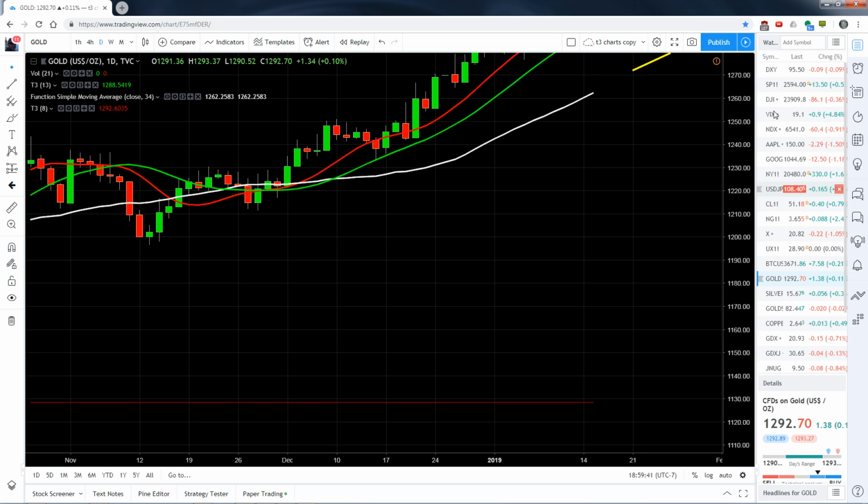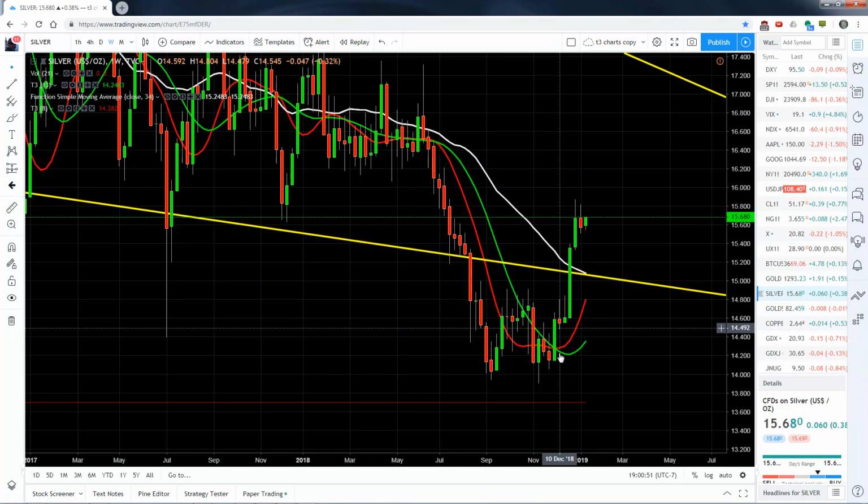I do have a nice little double bottom. I'm just looking for an opposing point, a bullish retrace. So above the 34, bullish retracing back into support. That's a healthy retrace. Still looking for it.